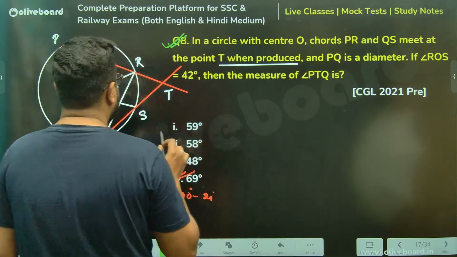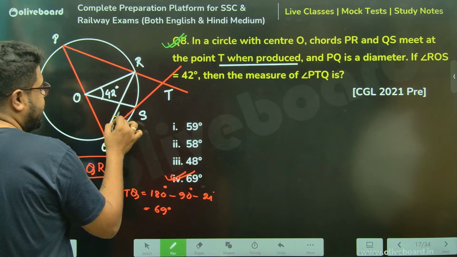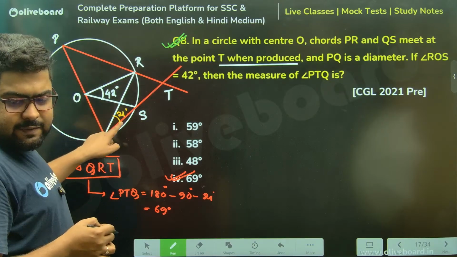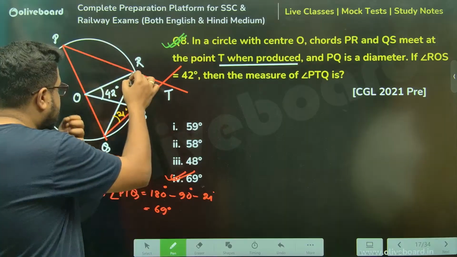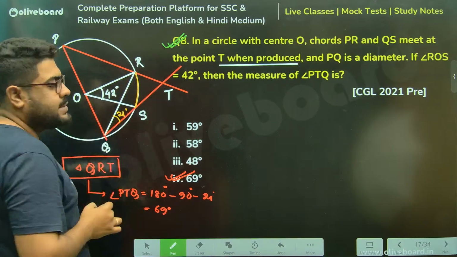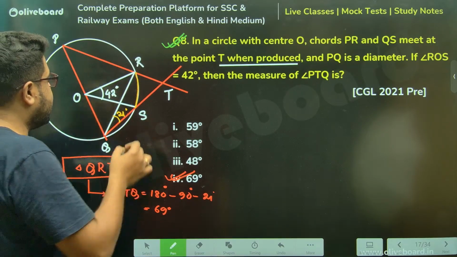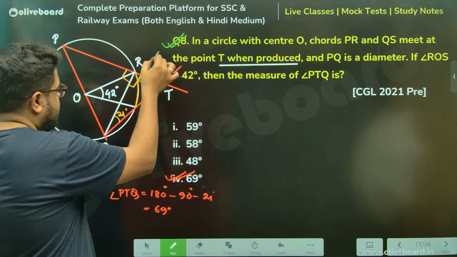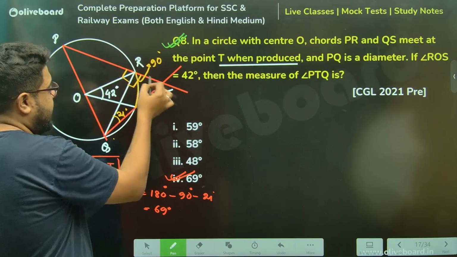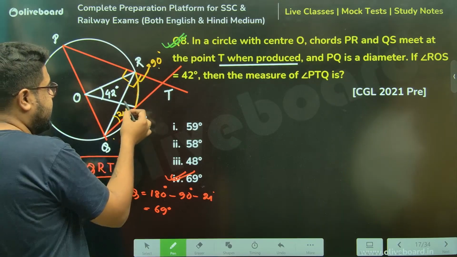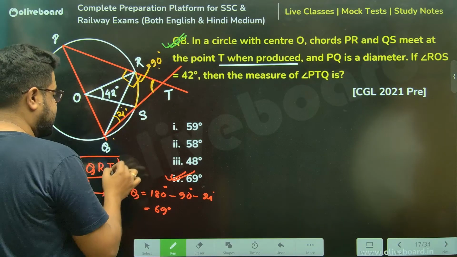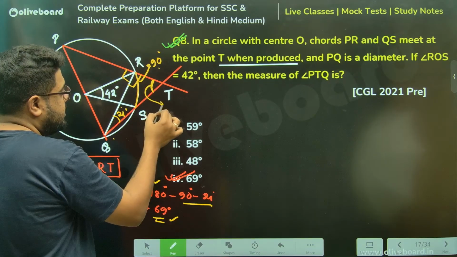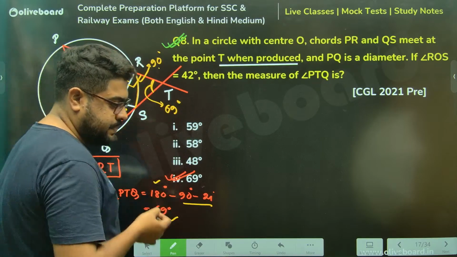Now think. If this is 42 degrees, this is 21 degrees, everyone agrees? The central angle and the angle made on the circumference on this arc RS. And this is 90 degrees, meaning this is also 90 degrees. Now take this small triangle QRT. Here 90 degrees and 21 degrees are gone, so the other angle must be 180 minus these two. That gives you 69 degrees. That is how I have calculated. Clear?